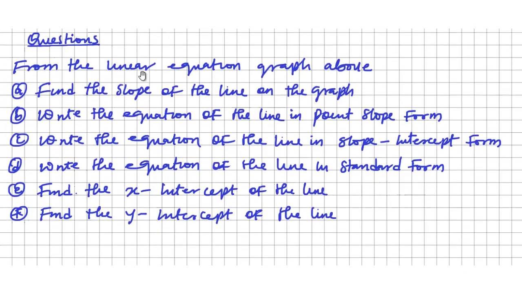The first question says find the slope of the line on the graph, write the equation of the line in point slope form, write the equation of the line in slope intercept form, then write the equation of the line in standard form, and find the x-intercept and the y-intercept. Because of time, let's pick it one after the other. The first question is find the slope of the line on the graph.